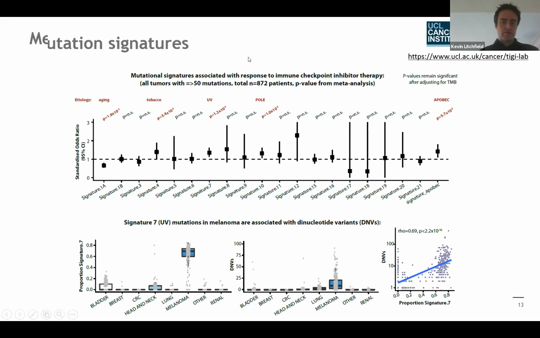We were interested to look further at the UV signature mutations, and we noticed that the UV signature correlated very strongly with dinucleotide variants. Here you can see they're both highly enriched in melanoma patients, and we saw a relatively strong correlation between the proportion of UV mutations and the number of dinucleotide variants. And it's well known that about 10% of UV mutations are CC to TT mutations, so it's strongly associated with ultraviolet damage.